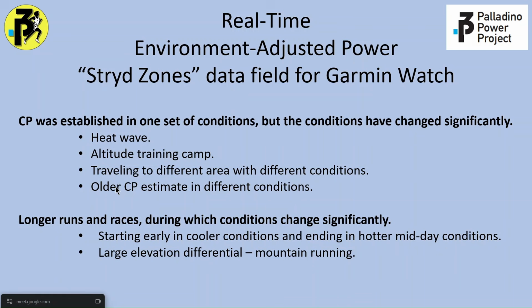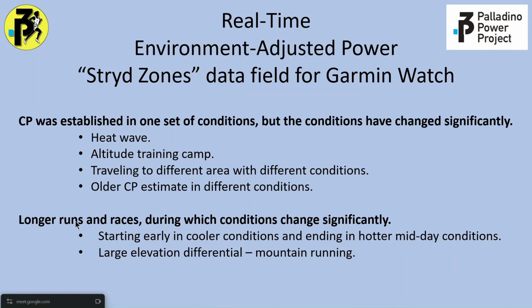And then if your CP estimate is older, from different conditions, which happens, let's say people tested in early May, and now we're in the heat of summer. That CP is no longer applicable, but we could fix that in real time.